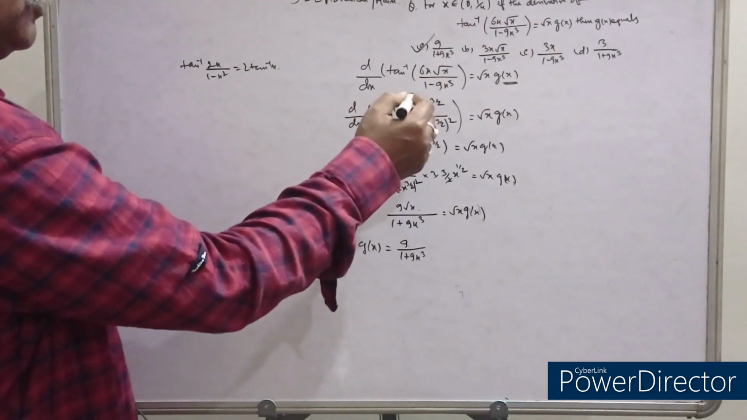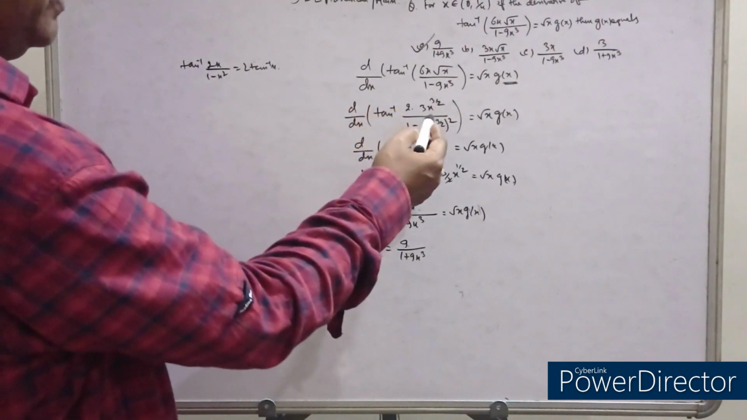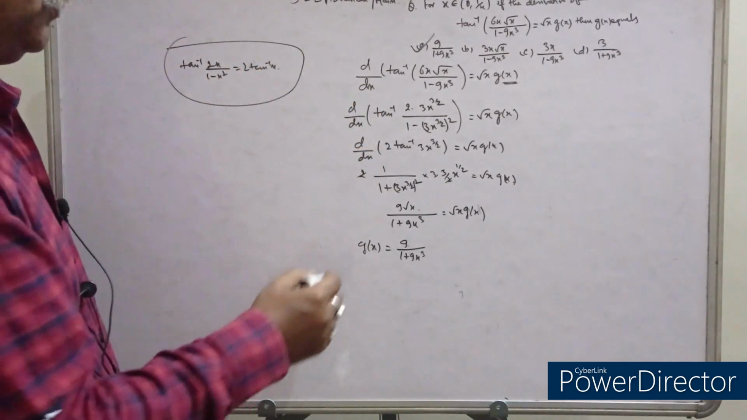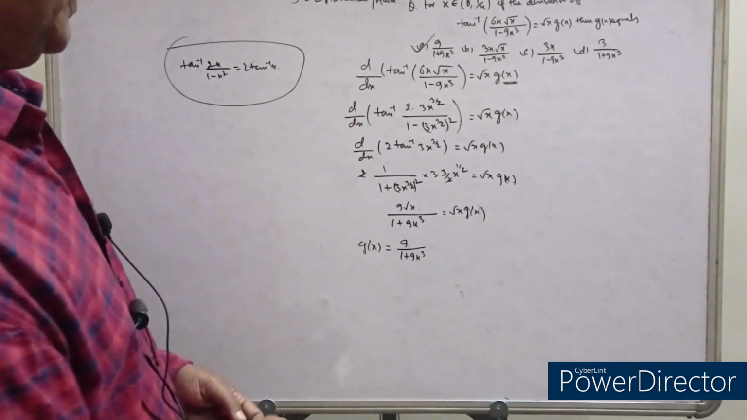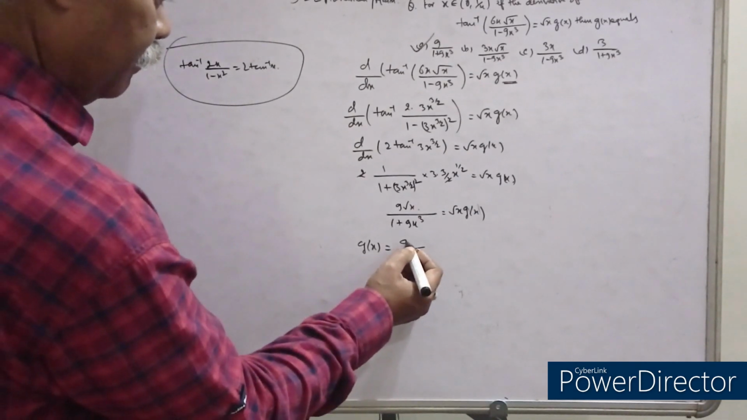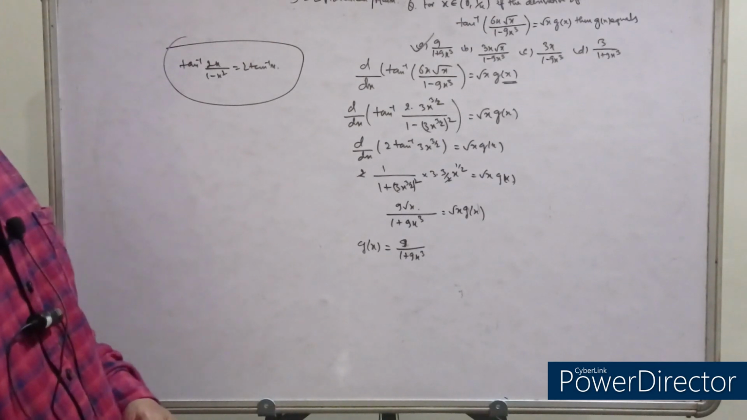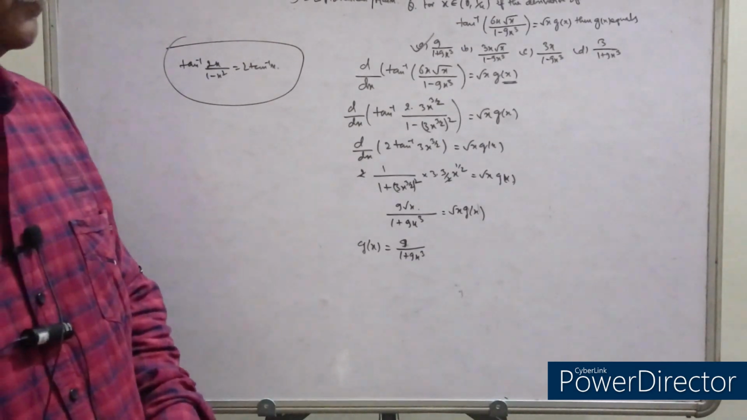There is a small, simple technique here. We are using this formula. So g(x) will be equal to 9 by 1 plus 9x cube. So this is your answer.